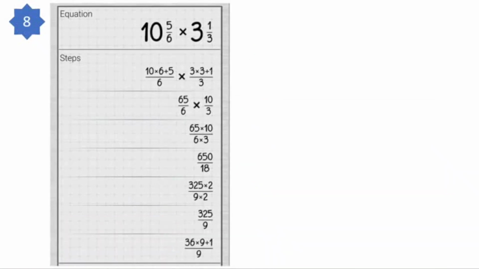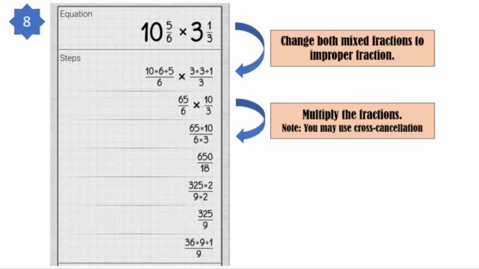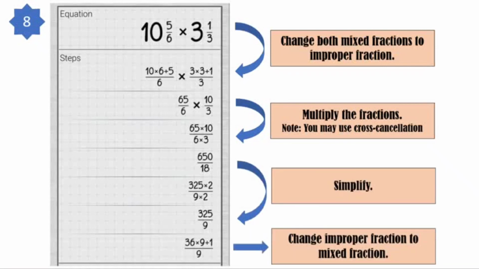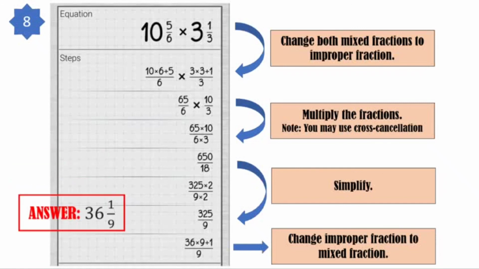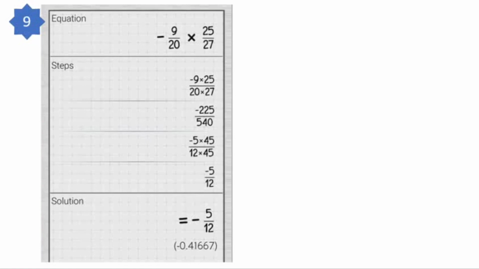Number 8, 10 and 5 over 6 times 3 and 1/3. Change both mixed fractions to improper fractions. Multiply the fractions. Take note, you may use cross cancellation. Simplify and change improper fraction to mixed fraction. Answer, 36 and 9 over 20.